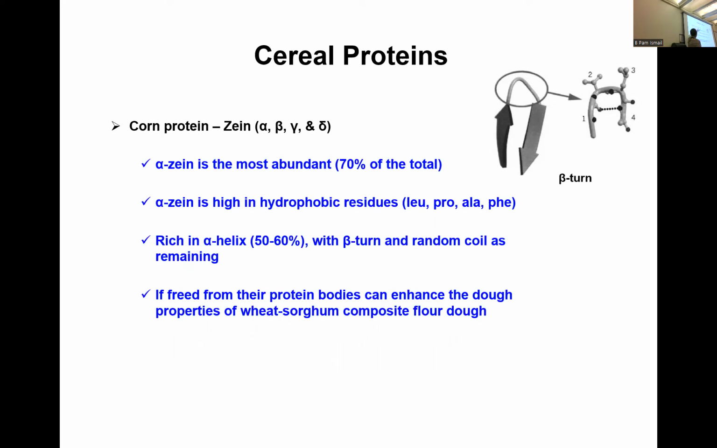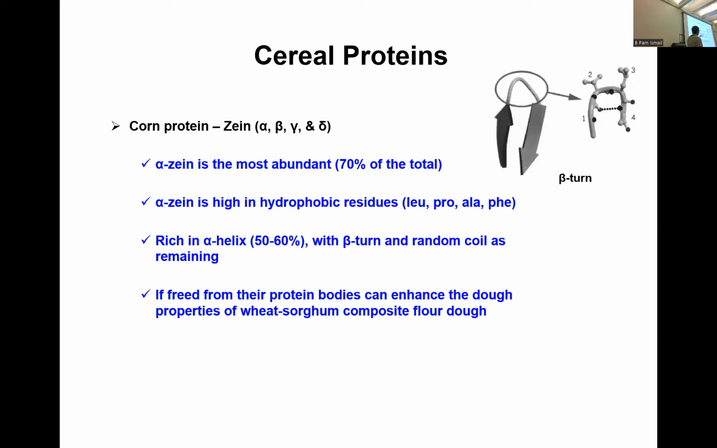Anyway, we don't care about all of them. Alpha is the main component of zein. It's a very hydrophobic protein, very insoluble. You can't do much with it for any applications because of its poor solubility. It has very high hydrophobic residues, mainly leucine, proline, alanine, and phenylalanine.